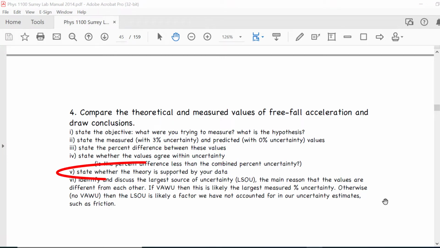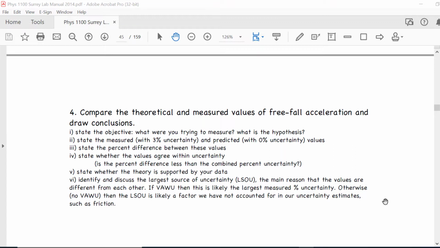The next item says state whether the theory is supported by your data. So if your values agreed with an uncertainty, you'd say, yes, the theory was supported by my data, because your value agreed with the theoretical prediction within uncertainty. If they didn't agree, then here you would have to say the theory was not supported by your data.